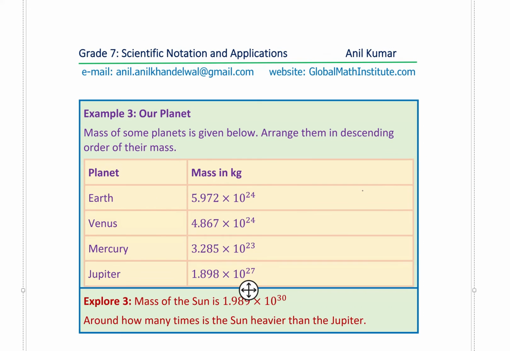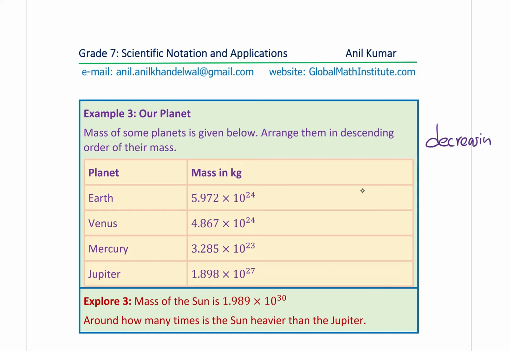Now, let's look into big things. Our planet. Well, nothing can be bigger than that. So, the mass of some planets is given below. Arrange them in descending order. That means in decreasing order, right? So in this case, you have to arrange them in decreasing order.